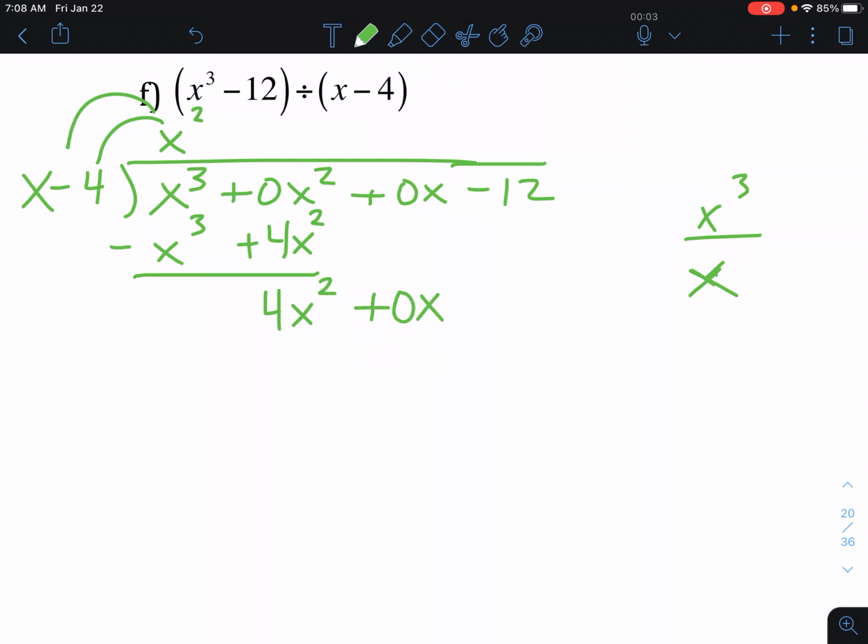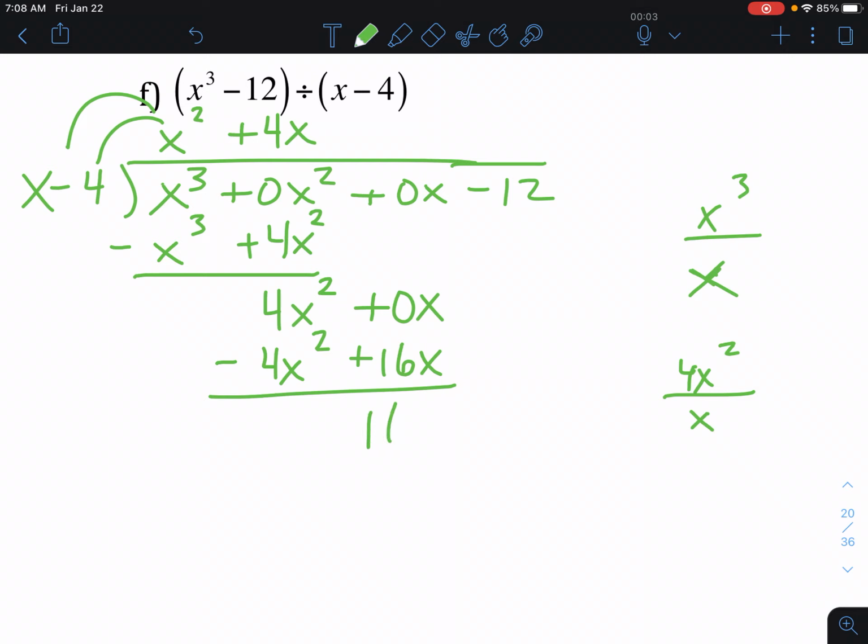Start the cycle a second time. First term divided by first term. That'll be 4x. So put a plus 4x. And then multiply twice. 4x times x. And then negative 4 times 4x. And then subtract to change the signs, which turns into adding. And then bring down your next term and start the cycle again.